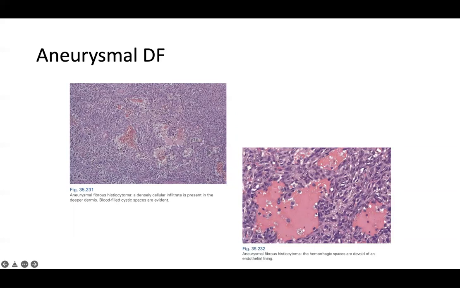Here on the top left, you can see another example of an aneurysmal fibrous histiocytoma. This is more dense compared to the other examples. So you see cellular infiltrates present in the deeper dermis, blood-filled spaces. On the bottom right, you can see another example of a fibrous histiocytoma, and the hemorrhagic spaces are pretty devoid of an endothelial lining. And so that's where you get that pseudovascular term. And so if you did a CD31 and you found that most of these were lined by endothelial cells, well, then you might be dealing with a vascular proliferation. So that can be one way to really separate it out.